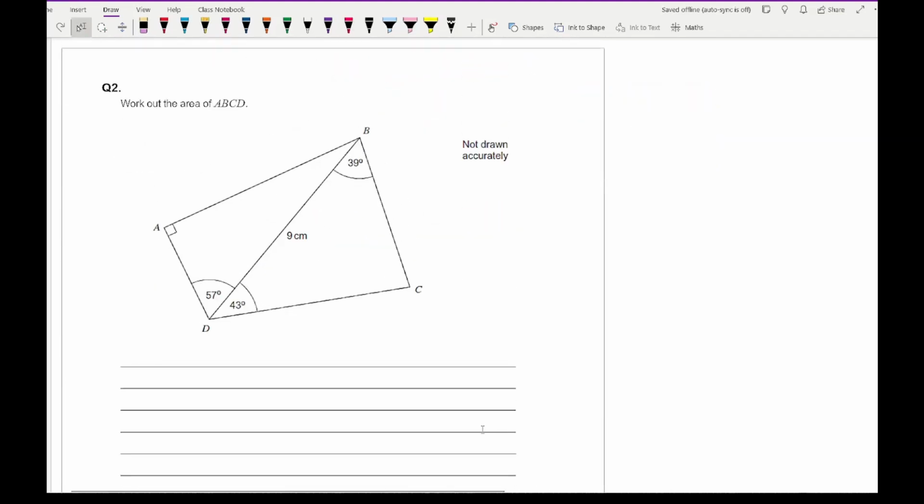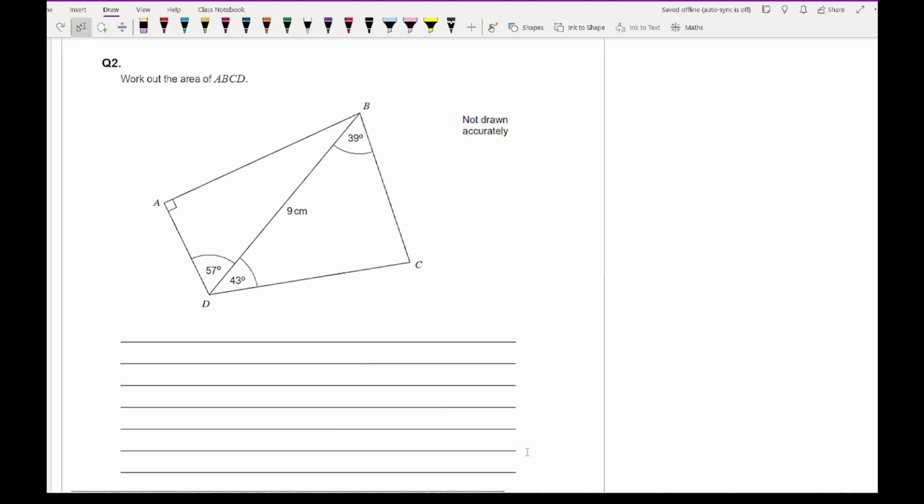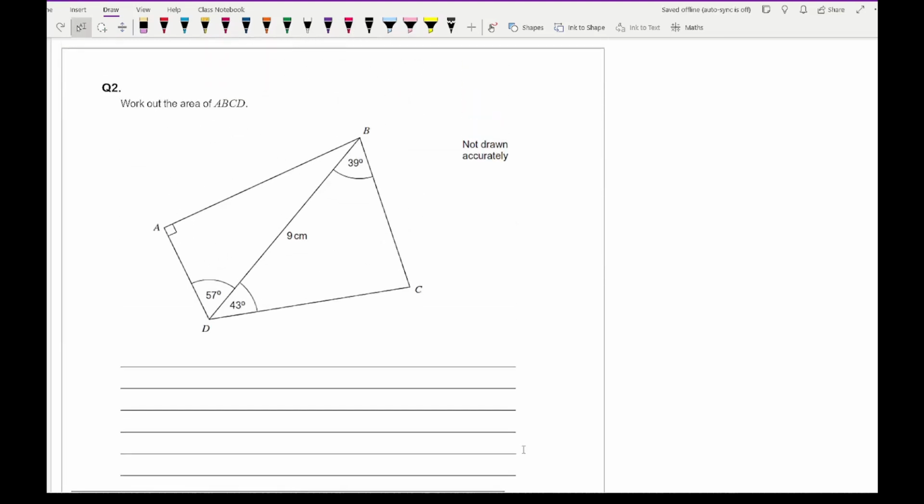Then moving on to question 2, it says for us to work out the area of ABCD. So for this, what we need to do is work out the area of each individual triangle. It is actually worth 7 marks, so quite a lot of marks for this particular question.